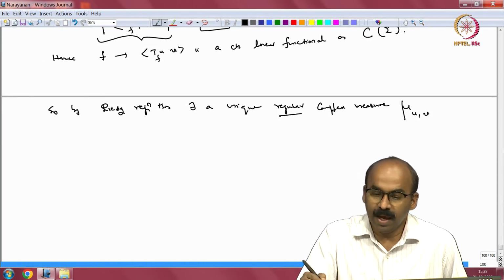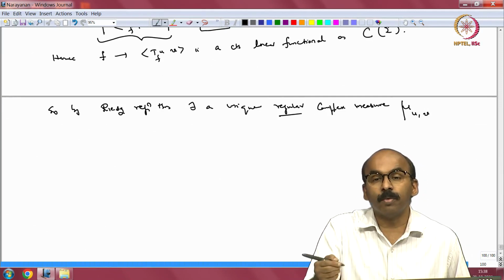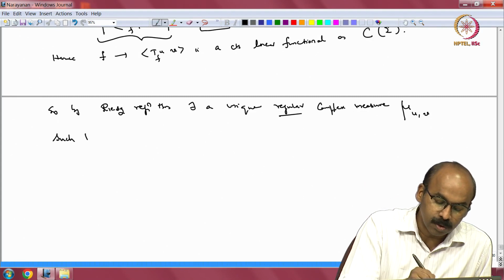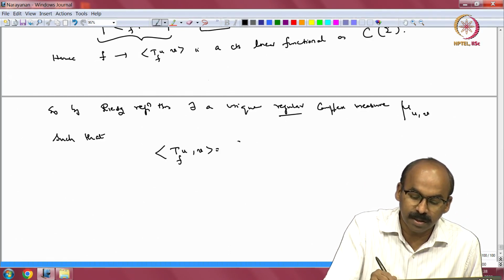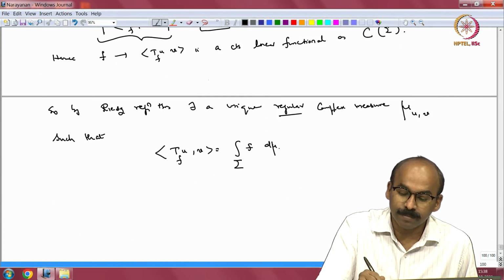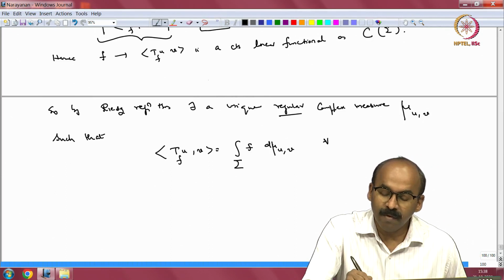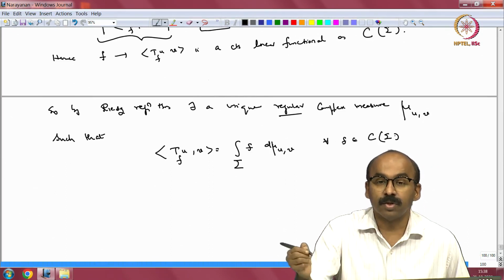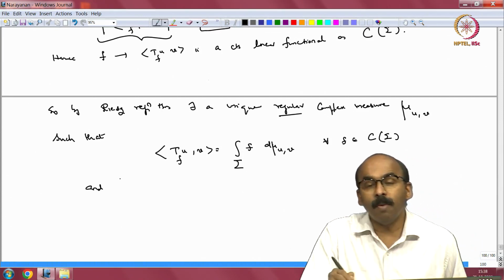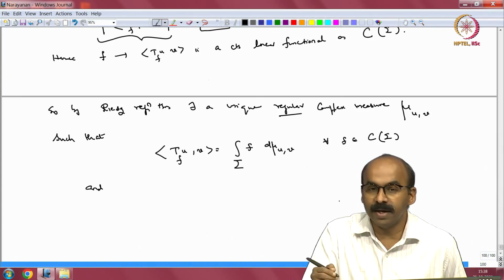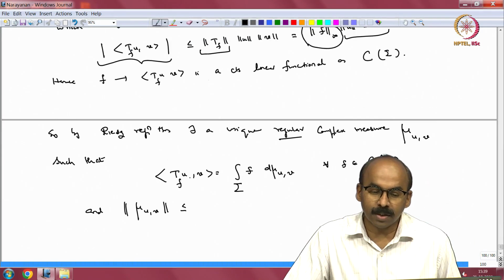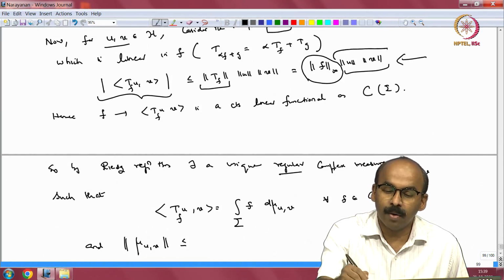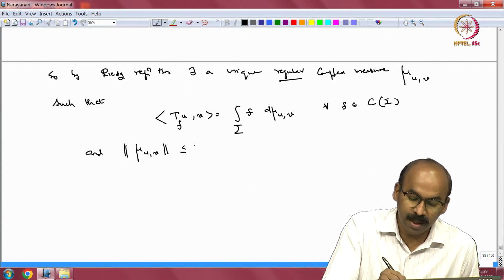For vectors U and V, we have this measure, and the linear functional is given by this measure, such that the inner product of T_F U with V is equal to the integral over sigma of F d mu_{U,V}, okay. And this is true for every F in C of sigma, right, continuous functions on sigma. And what is the norm of this linear functional? That is the norm of the measure, right, that is the total variation norm. Of course, this will be less than or equal to norm U into norm V, because we have this inequality, and this part will bound the norm, right. So, the norm of mu_{U,V} is less than or equal to norm U into norm V, okay.